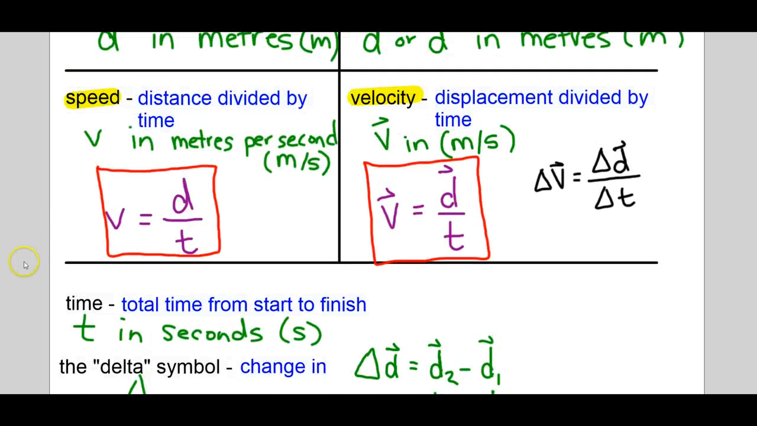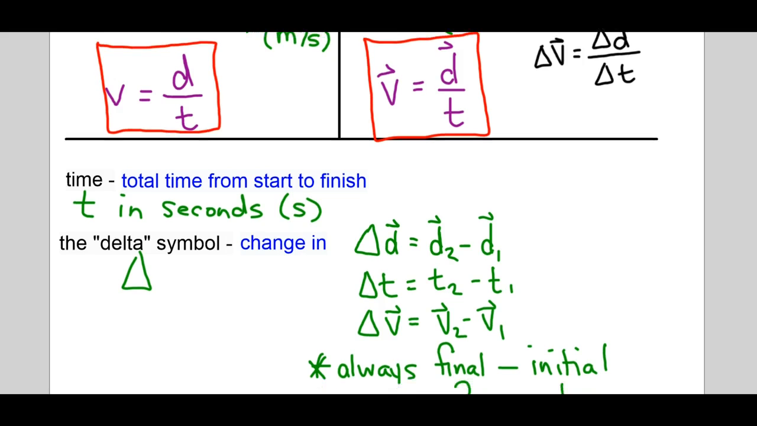Okay, so time, I told you the standard units are seconds. It's a lowercase t to represent time. And here's a symbol that you're going to see sometimes. It's called the delta symbol. And it's basically just a triangle that is put in front of a variable. And all that means is it's the change in something.